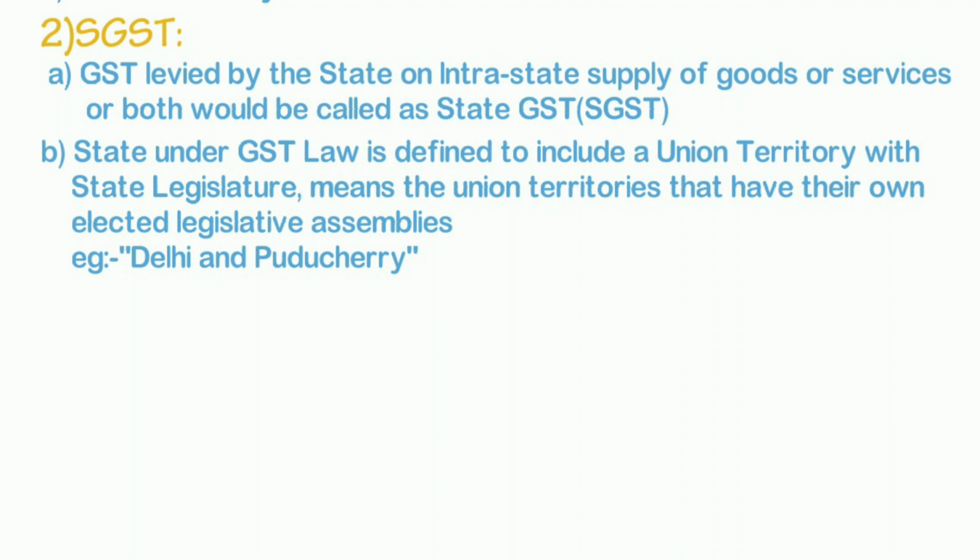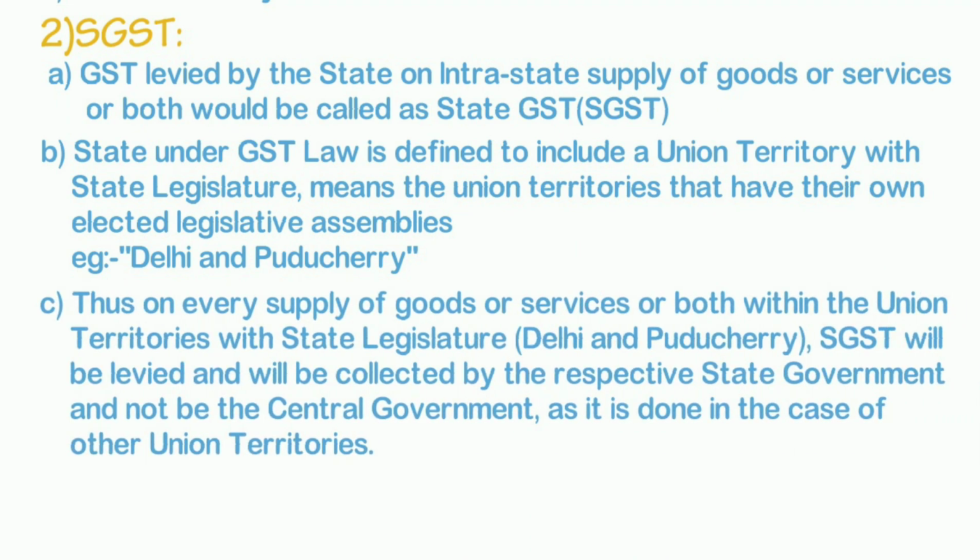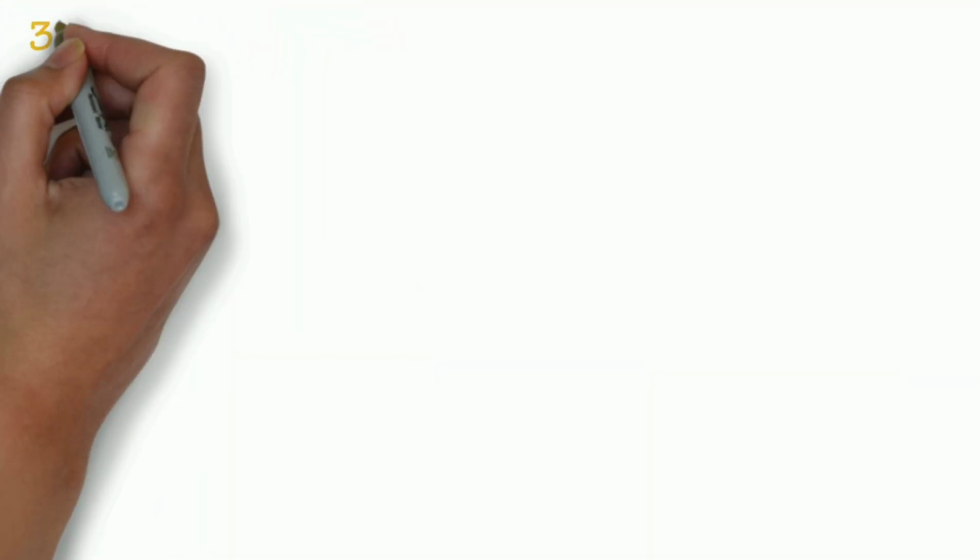In India, Delhi and Pondicherry are the union territories with state legislature. Thus, on every supply of goods or services or both within a union territory with state legislature like Delhi and Pondicherry, state goods and service tax will be levied rather than the central goods and service tax, and it will also be collected by the state government rather than the central government, which is done in normal cases in other union territories.